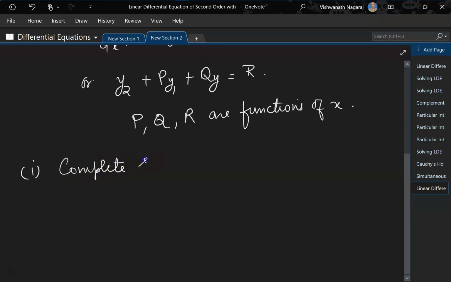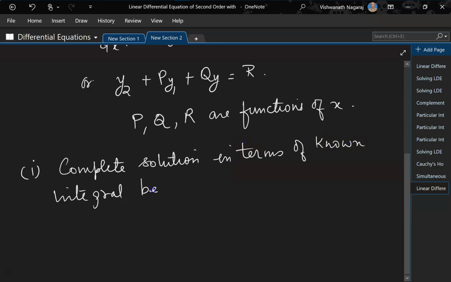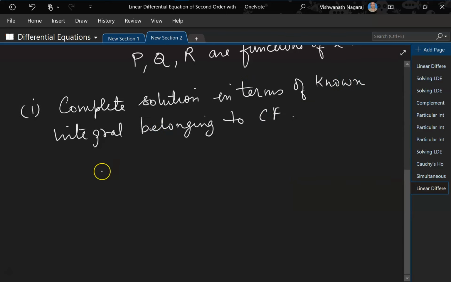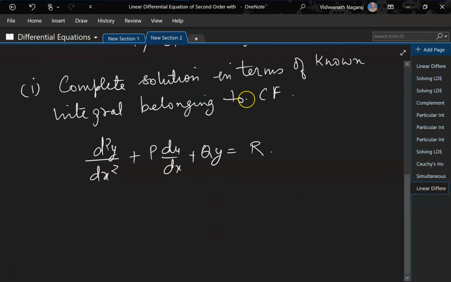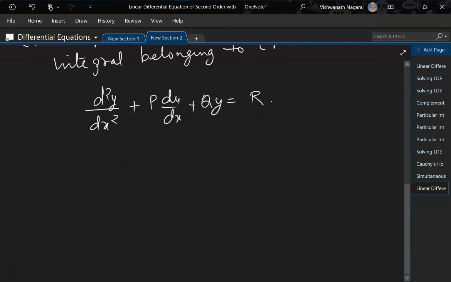Complete solution in terms of known integral belonging to the complementary function. Okay, so let's begin. Let's write this again. d square y by dx square, second derivative, plus p dy by dx plus qy is equal to r. Now remember, we are talking in terms of known integral belonging to CF.